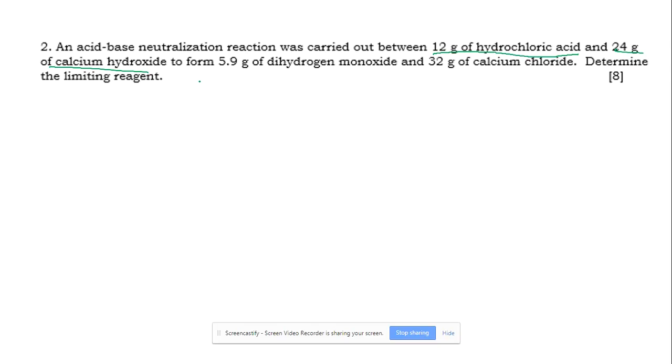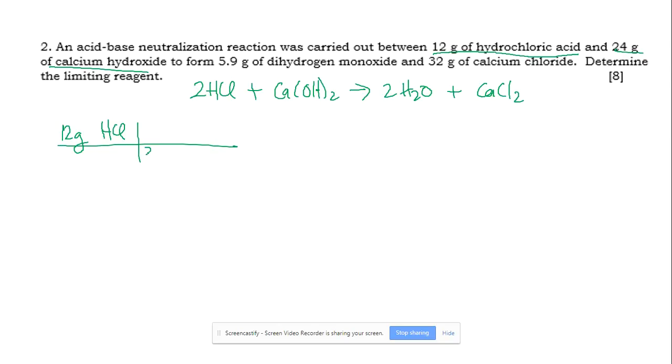And we'll go back to our balanced equation. So it was 2 HCl and 1 calcium hydroxide to make 2 waters and 1 calcium chloride. So we're going to start with that 12 grams of hydrochloric acid one more time. That same molar mass of hydrochloric acid. So this is 1 hydrogen and 1 chlorine. And our grams cancel out.